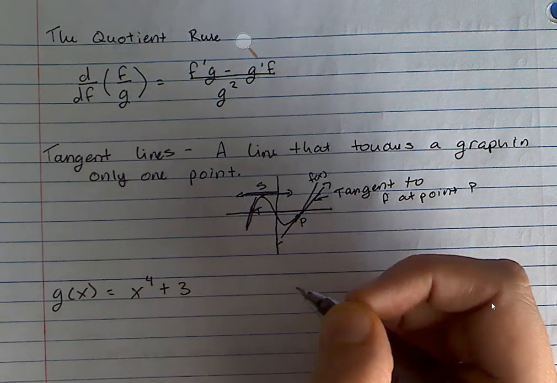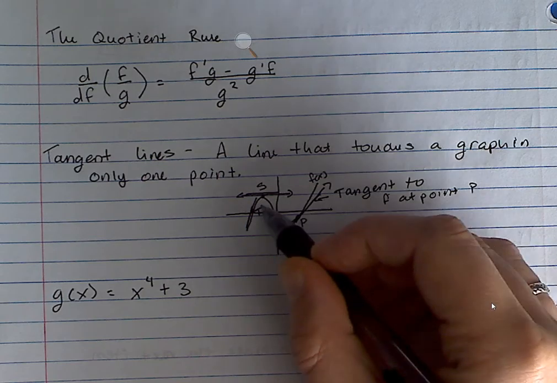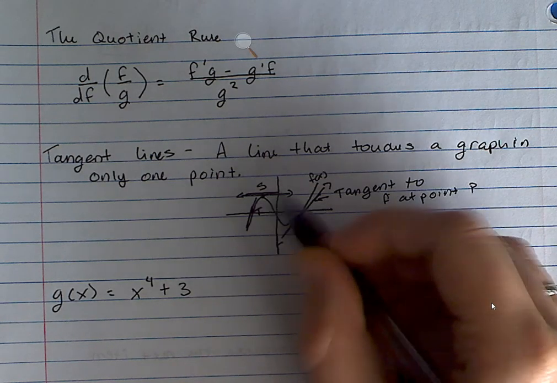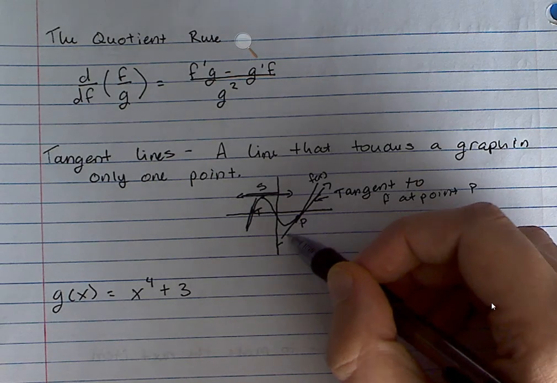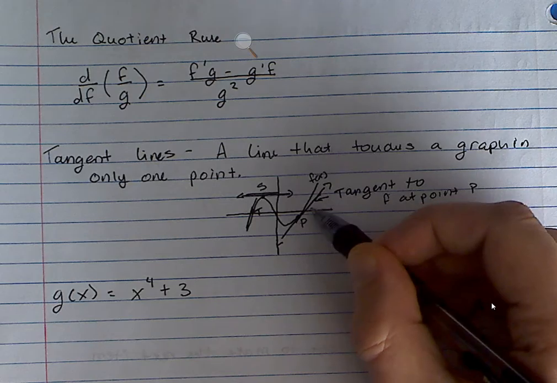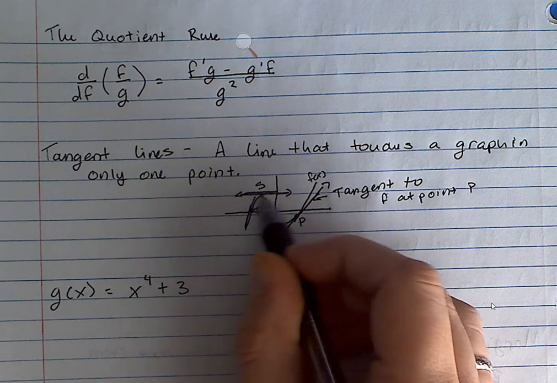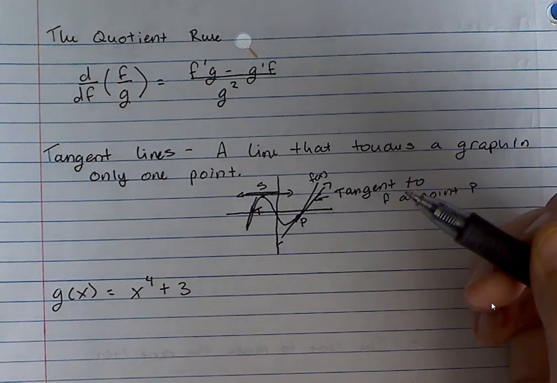Okay. So the point of tangency here, as it changes depending on which point you're looking at, your line that's tangent to the graph at that point is going to change. So like if you're looking at the point P, your line that's tangent at point P is this one. If you're looking at point S, then this would be the line that's tangent at point S. If you're looking at point T, then this would be the line that's tangent at point T. So depending on which point you're looking at, your line of tangency is going to change.